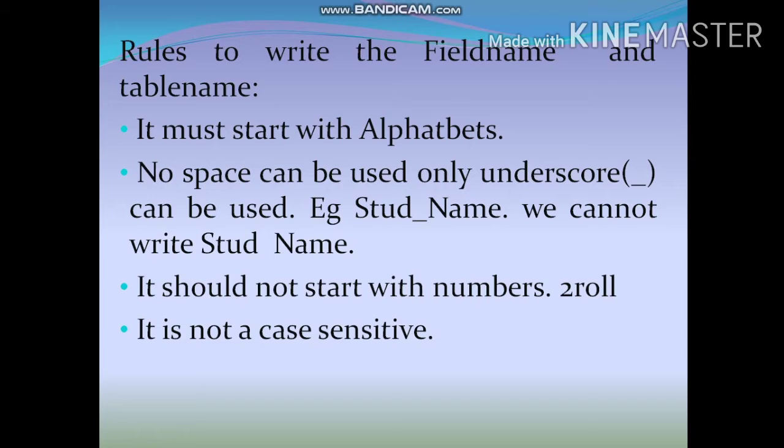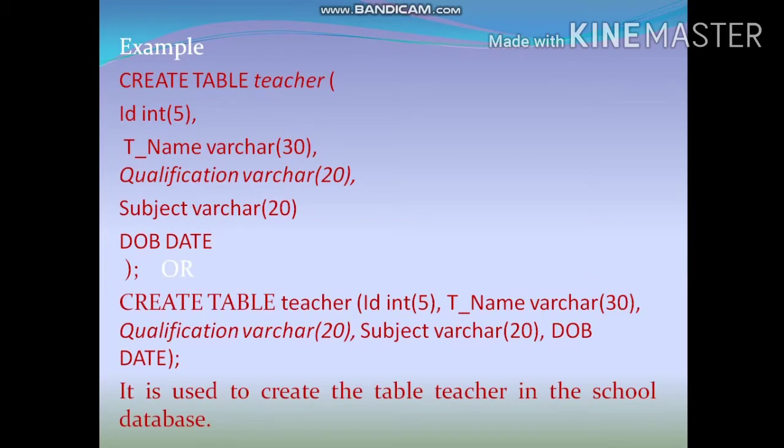Now example, create table teacher, bracket, ID, which type, integer type, I give the size 5, then teacher underscore name, which type, varchar, size of the field, then qualification, varchar, size of the field 20, subject, varchar, size of the field 20, then here one comma is missing, you should put comma, then DOB, date of birth, which type, date type, close and semicolon, or you can create it in a single line.